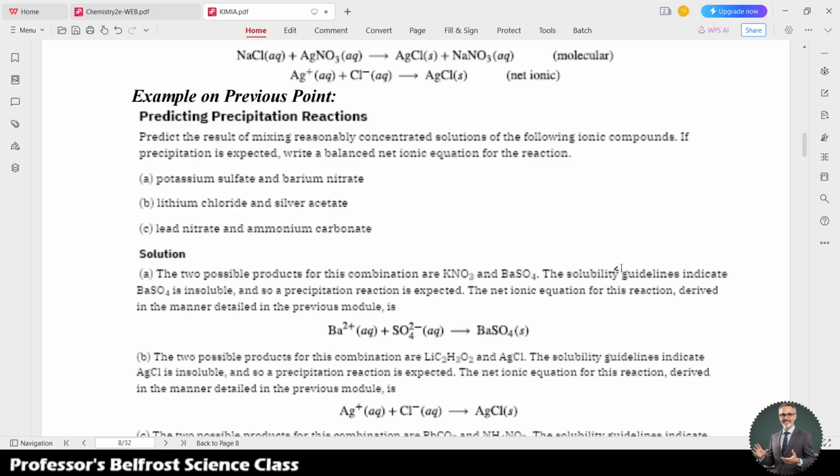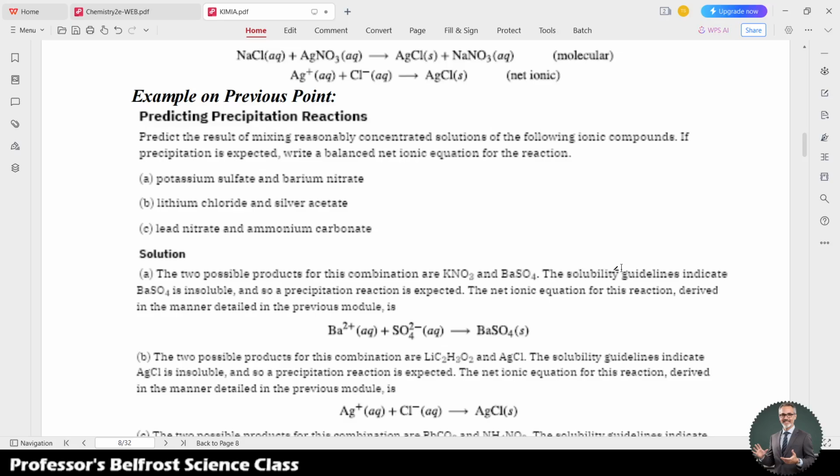How about B, lithium chloride and silver acetate? It means that we need to pair silver and chloride together and lithium with acetate together. Lithium is Li+, acetate is C2H3O2-. So LiC2H3O2 is lithium acetate, and silver chloride, because silver is Ag+ and chloride is Cl-, is AgCl.